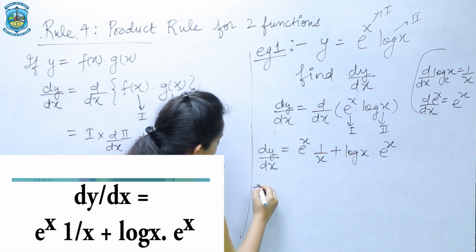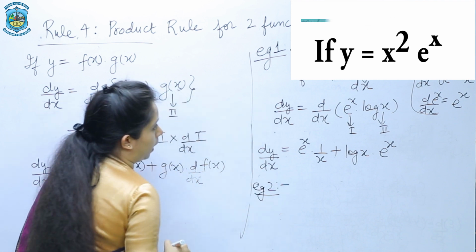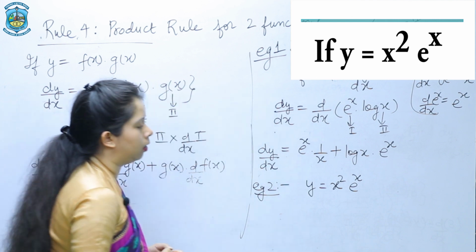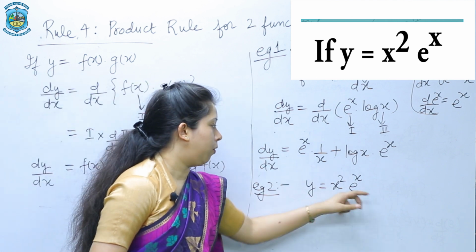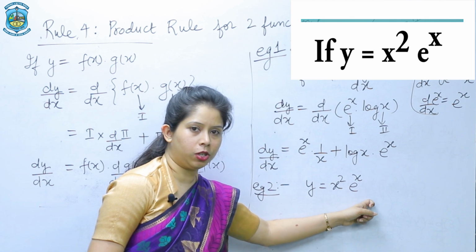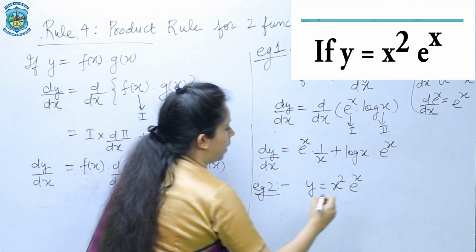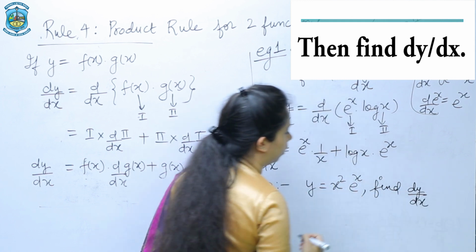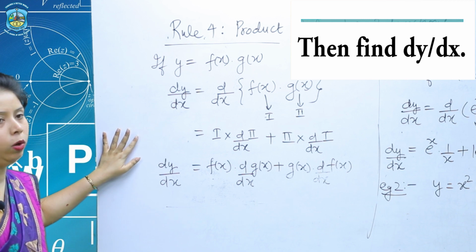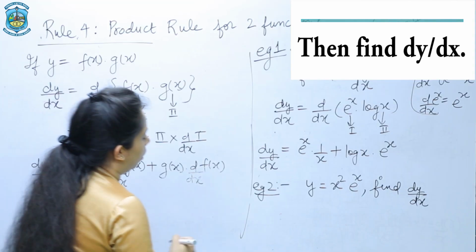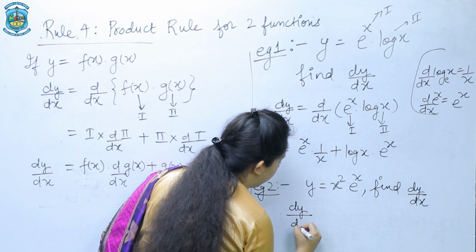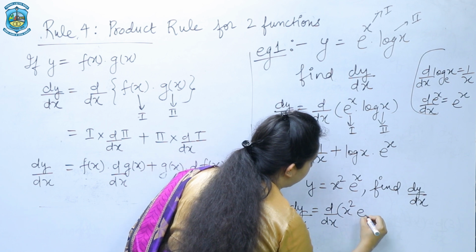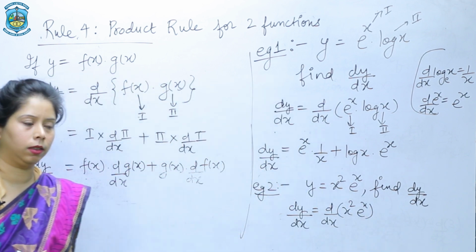Now let us take the second example. Second example is if y is equal to x square e raised to the power x. Here the product is of the algebraic function and the exponential function. Now we wish to find the derivative, that is find dy by dx. So for this we will have to apply rule number 4, that is the product rule. So according to that we will write d by dx of x square into e raised to the power x.